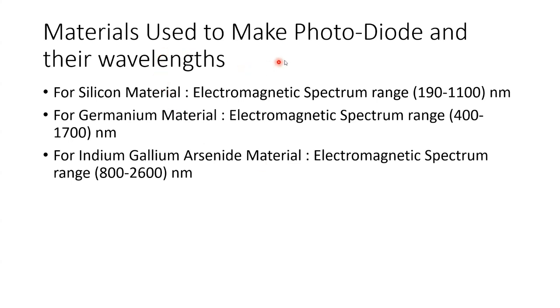So the material used to make a photodiode can be silicon material. For silicon material, the electromagnetic spectrum range is 190 to 1100 nanometers. For germanium, it's about 400 to 1700 nanometers. And indium gallium arsenide material has 800 to 2600 nanometers of electromagnetic spectrum range.